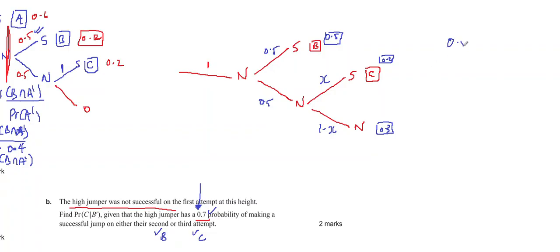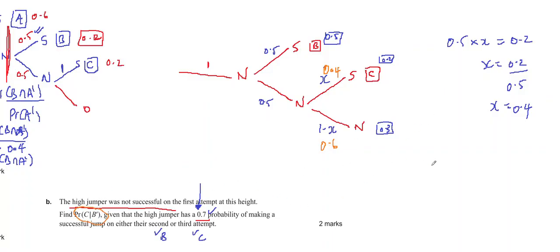Now 0.5 times x gives me 0.2. So x equals 0.2 over 0.5, or x equals 0.4. So that's 0.4. So that must be 0.6, and 0.5 by 0.6 is 0.3, so that's correct.